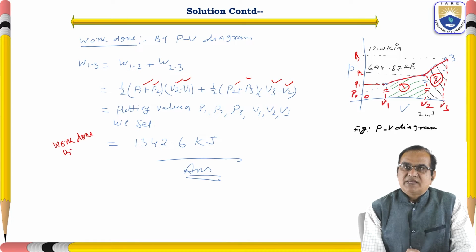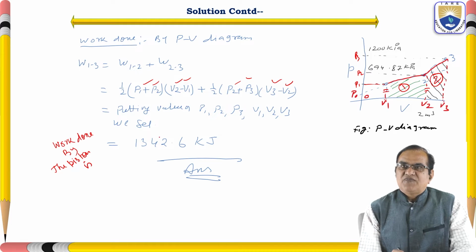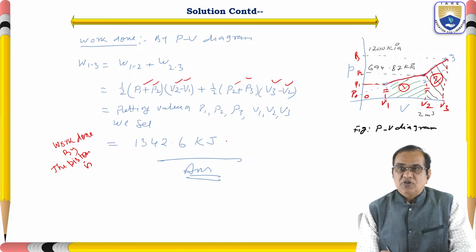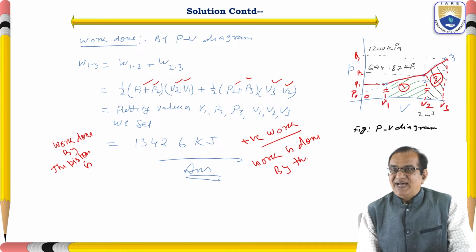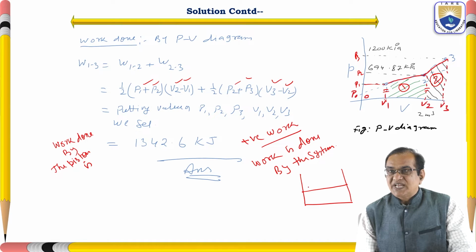Work done by the piston is 1342.6 kilojoule, and this is a positive work. It means what? Work is done by the system. So here is the system, here is the piston, and here is the system.